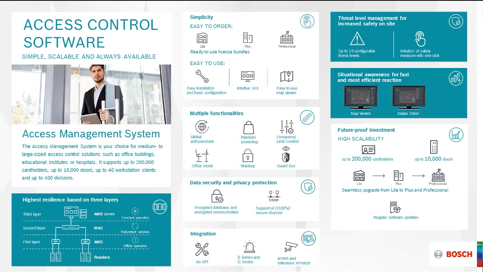Even though it's a very sophisticated system, we've made it easy to use, easy to order, simple for you and for your customers. There's multiple functionalities we'll talk about. We'll talk about the data security. Data security is a very important aspect of all Bosch internet connected products. Mostly we're going to talk about the integration, and AMS gives us the opportunity to integrate intrusion, video, and access control into one platform, which is really important these days for simplicity.